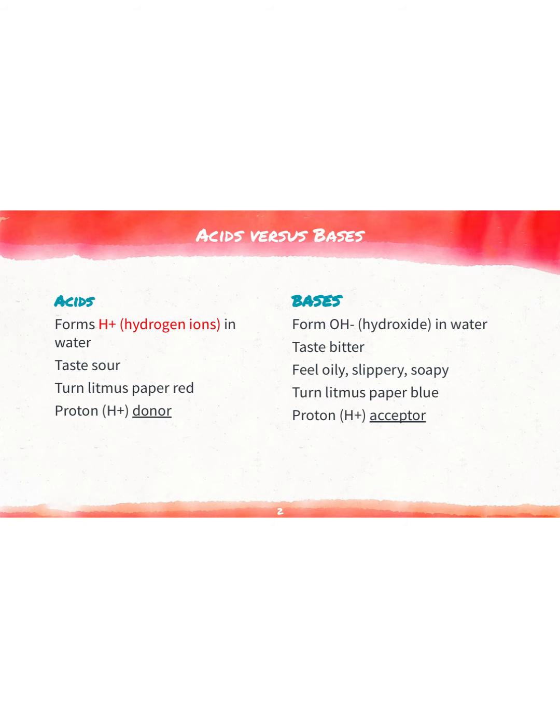All right, so a little background, acids versus bases. We've been reading about acids. They form hydrogen ions in water. They taste sour. They turn litmus paper red, and they are known as proton donors. Bases form hydroxide, that's OH minus, in water. They taste bitter. They feel oily, slippery, and soapy. They turn litmus paper blue, and they're known as proton acceptors.